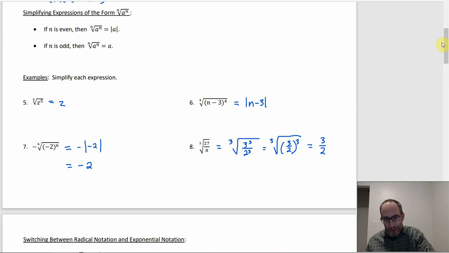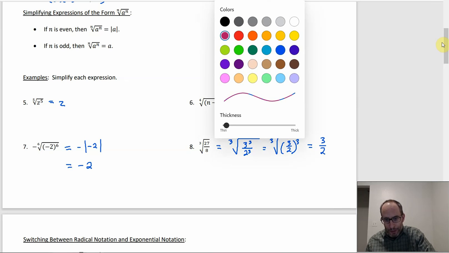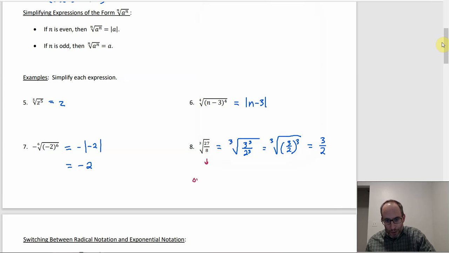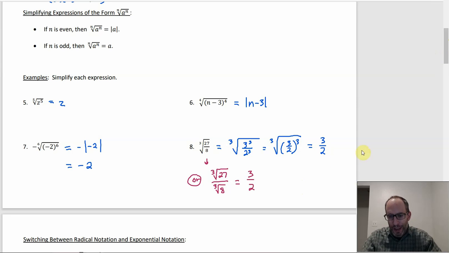Or you could break this up. So I guess let me do this in a different color maybe. So let's say, or you could rewrite that as the cube root of 27 over the cube root of 8. And so it's going to be 3 over 2, right? Either way. So there are a couple of different ways to arrive at the right answer. And I said something about an absolute value here a second ago. That's an odd root. So forget I said it, right? Absolute value only goes with even roots. So sorry about that. I was kind of looking at 6 while talking about 8 and threw myself off.